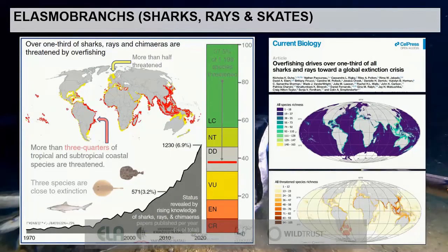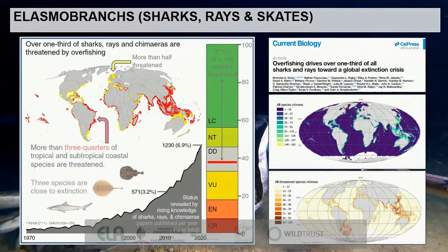But what of the elasmobranchs, the sharks, rays, and skates? Well, they're of particular interest because one-third of sharks and rays are threatened globally, with 43% of species threatened in the Western Indian Ocean specifically.